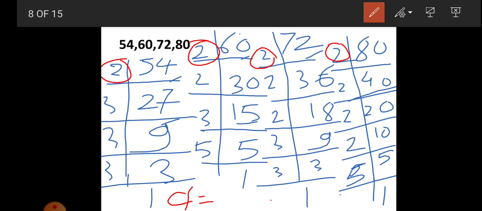And 5 is not a factor of 54, so the only common factor is 2, and the SCF is also 2. Okay students, so the common factor is only 2 and the SCF is also only 2. Next example.